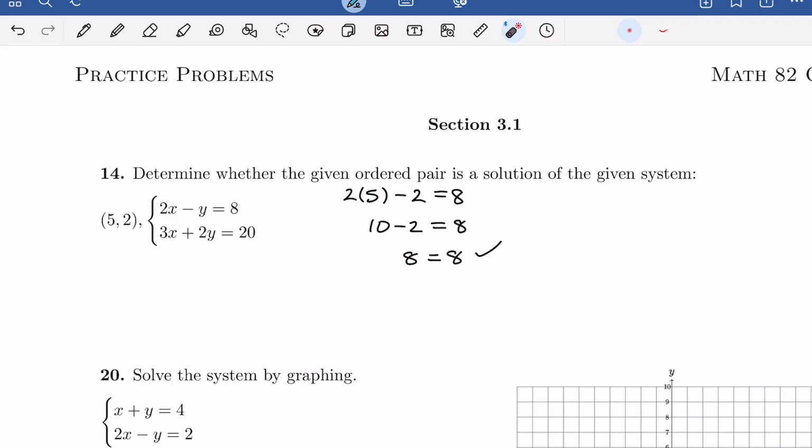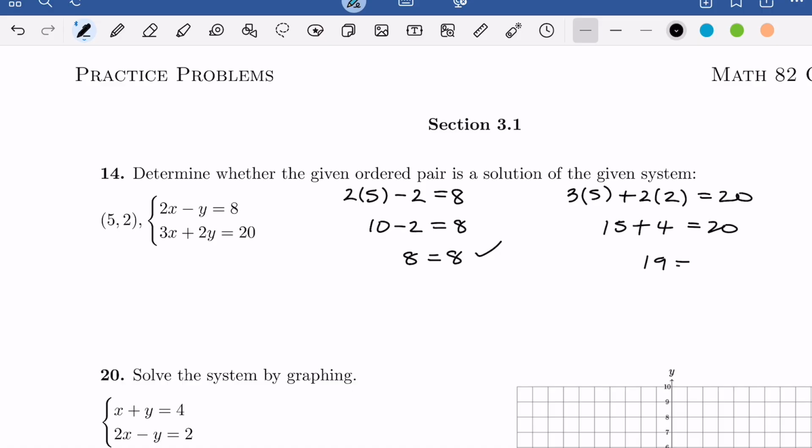But in order for it to be a solution to the entire system, it needs to satisfy both of these equations. So let's plug in these values into the second equation as well. We're going to have 3 times 5 plus 2 times 2 is equal to 20. So this is going to give us 15 plus 4. And in this case, we get that 19 equals 20, which is not a true statement. This is false. So this tells us that this given ordered pair is not a solution to this system because it doesn't satisfy both of these equations. So we'll go ahead and write that: 5 comma 2 is not a solution.